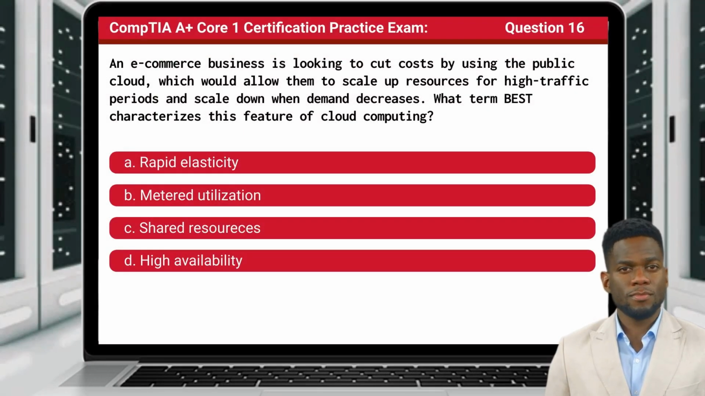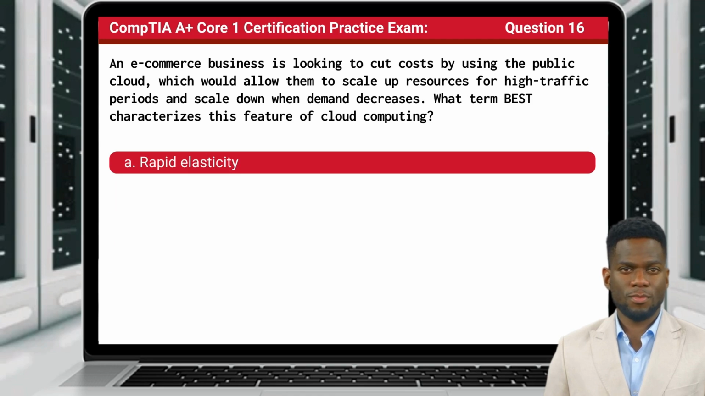Question 16. An e-commerce business is looking to cut costs by using the public cloud, which would allow them to scale up resources for high traffic periods and scale down when demand decreases. What term best characterizes this feature of cloud computing? The answer is A. Rapid elasticity.